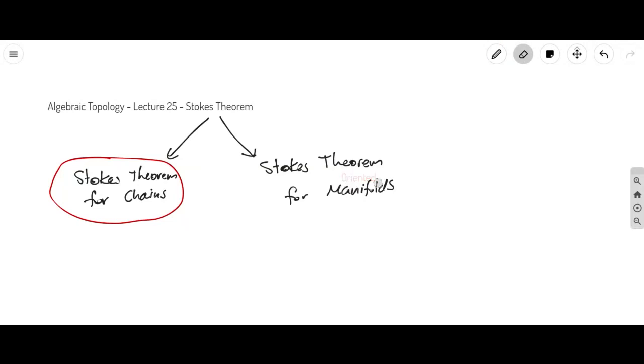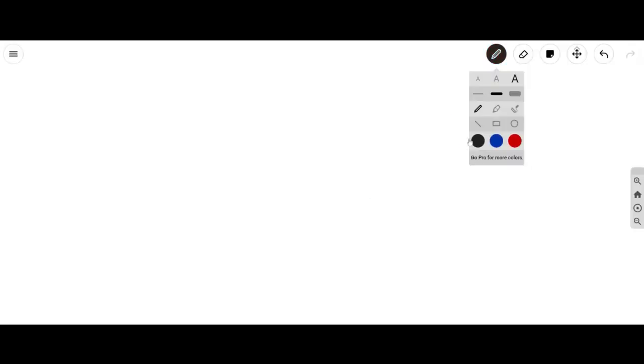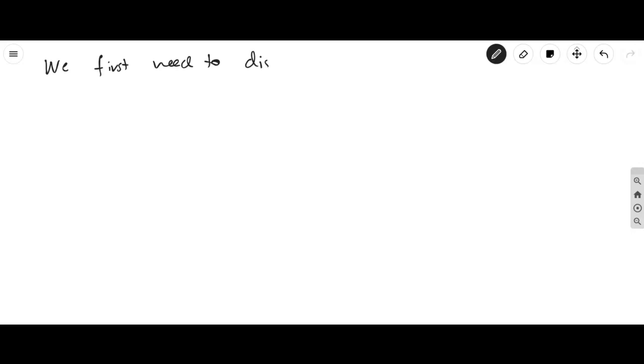If you're integrating over the manifold, it has to be oriented, as we talked about last time, because then it does not matter what chart you pick. But if you're working with chains, then the manifold does not need to be oriented, because you're just integrating over the chain itself. So what we need first is we need to define the boundary operator. Now, you might say that we already know the boundary operator, but let's discuss. So we first need to discuss the boundary operator on chains, which we call del.